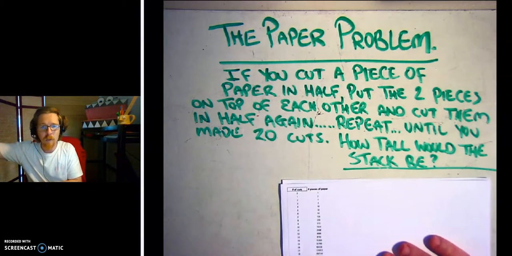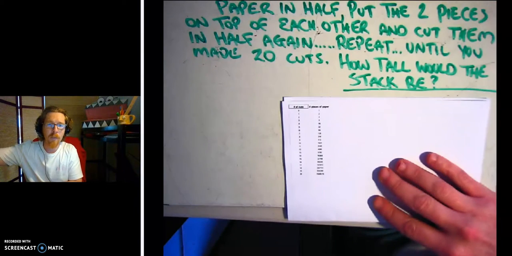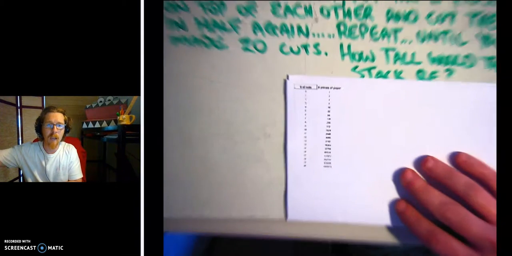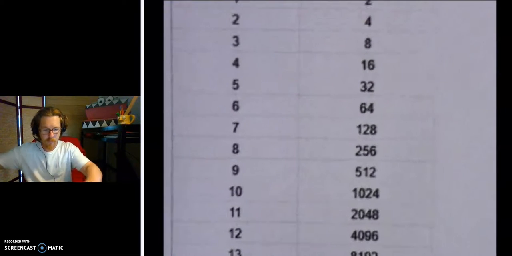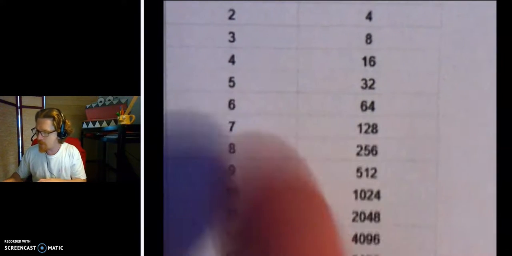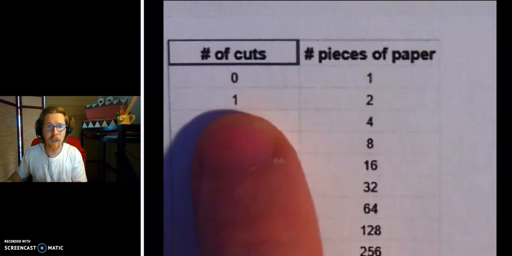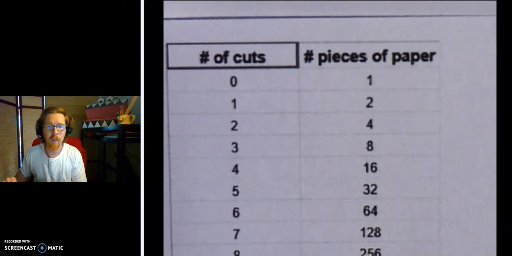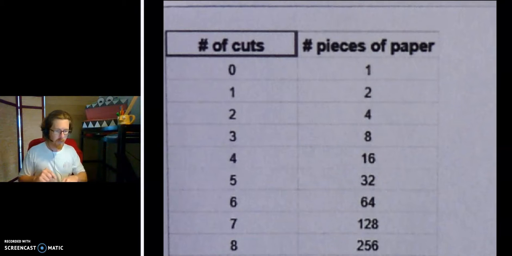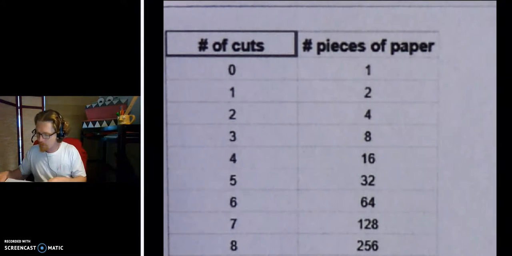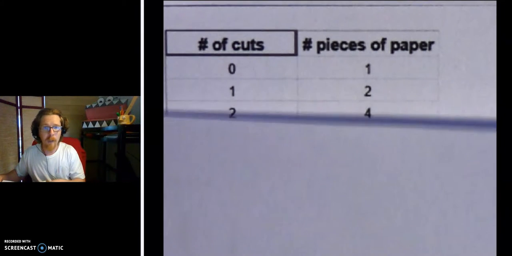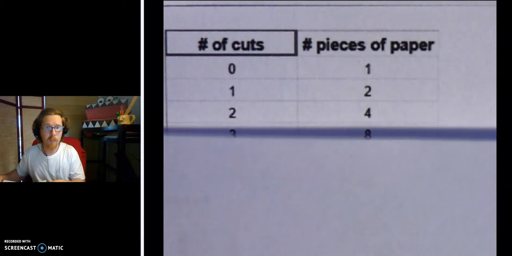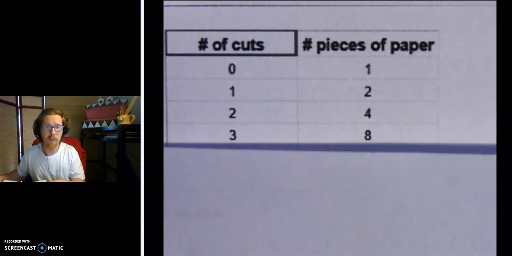I've come back to you with a data table about the number of pieces of paper left after each cut. So let's go through this together. On my first cut, it looks like I have 0 cuts and 1 piece of paper. After I made my first cut, there's now 2 pieces of paper left. I put those on top of each other and make a cut, and now I have 4 pieces of paper. Put those 4 pieces, I make a cut, I've made 3 cuts, and I have 8 pieces of paper.